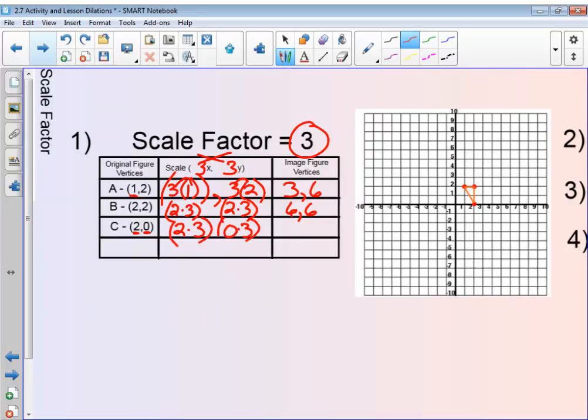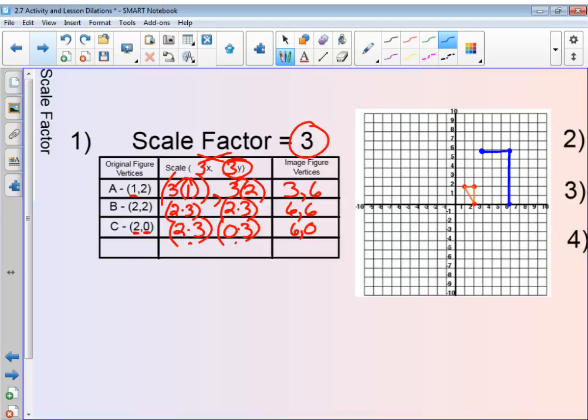Now the order, I know that I'm kind of reversing it here. The order is not going to matter. Remember, when you multiply, order doesn't matter. But the order in which I put my coordinates does. It has to be my x first and then my y. So I get 6, 0. Okay, so I'm going to go over to 3, up to 6, put my dot. Over to 6, up to 6, put my dot. And over to 6, stay at 0, put my dot.